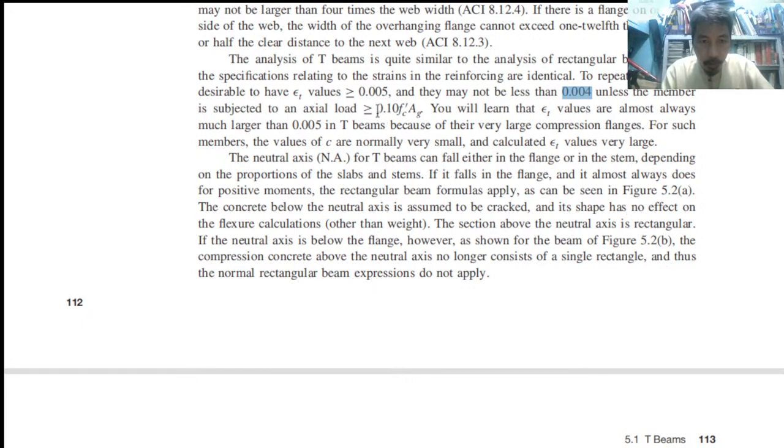Okay, so we have this: 10% must be greater than, unless the member has greater than 10% of f'c Ag axial loading, okay. So that means you can have even less than 0.004. Okay, that is to have ductile design, or rather tension control, okay? Tension control. We want tension control design, okay? For members, the values of c are normally very small, and calculated strain values are very large, okay?